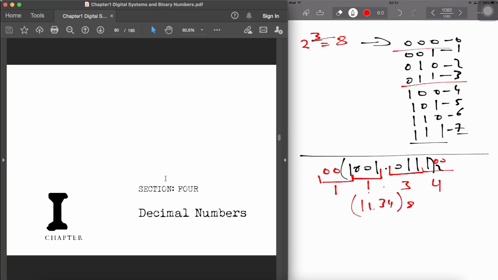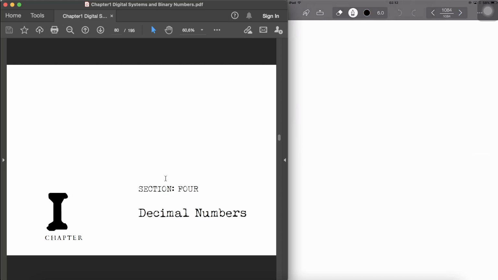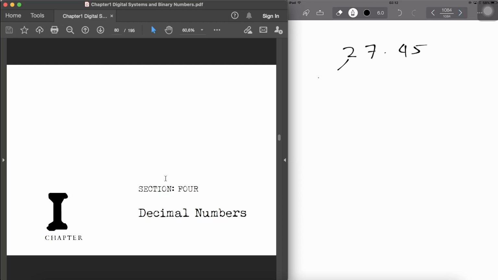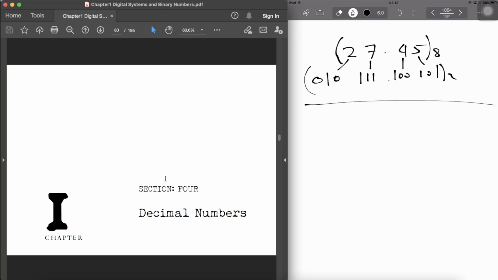And if you want, you can do the same thing the other way around. Let's say 27.45. We just need to get each digit individually. So 2 is 010. Always 3 bits for octal. Okay, this is in octal. 7 is 111. 0.4 is 100. And 5 is 101. So this is in binary. You don't need to do anything else. Now, octal to binary, binary to octal, it's pretty straightforward. Either you group them by 3 bits or you just represent each octal digit with 3 bits of binary.